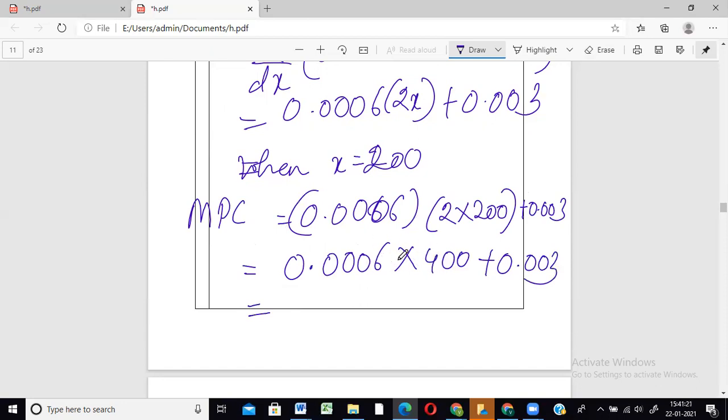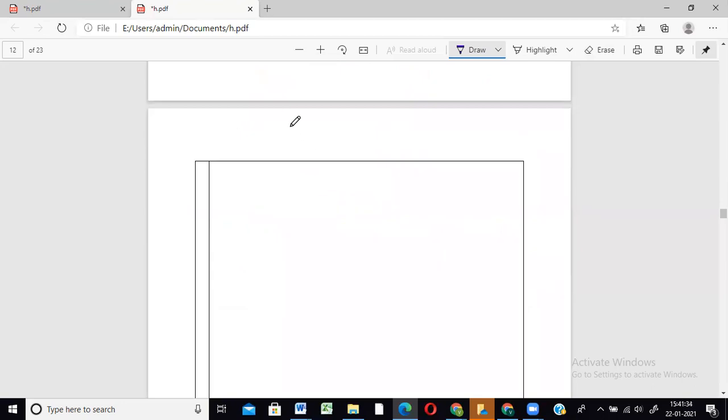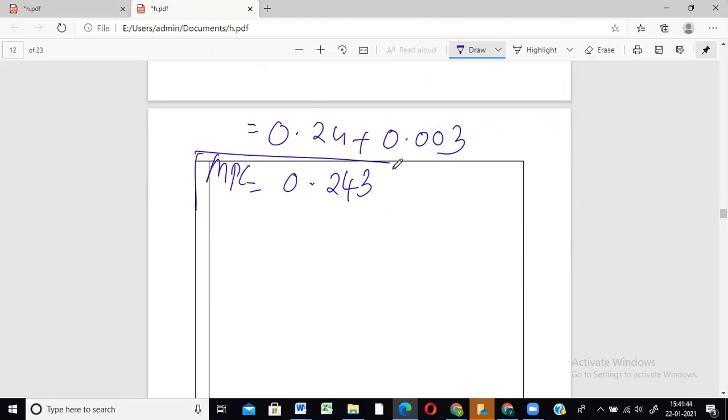6 into 4 is 24 and then 2 more zeros. After that, 1, 2, 3, 4. After 4 digits, the decimal will come, plus 0.003. So the final answer is 0.24 plus 0.003, which is equal to 0.243. So that's the final answer for MPC, the marginal propensity to consume. Okay. These are the two things we have found out.